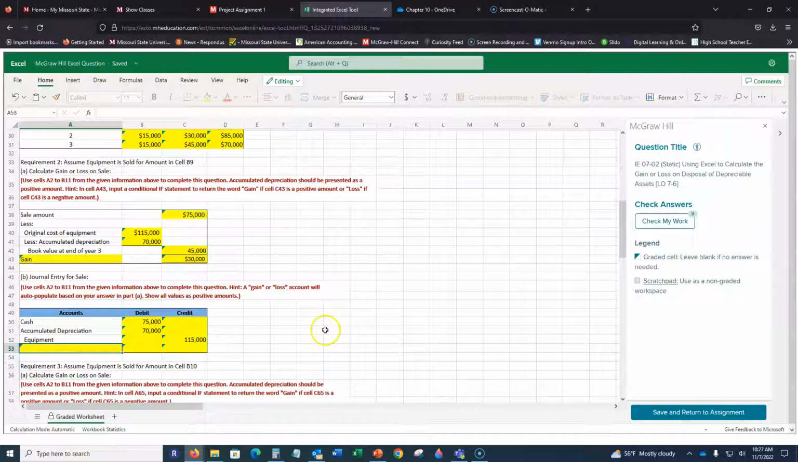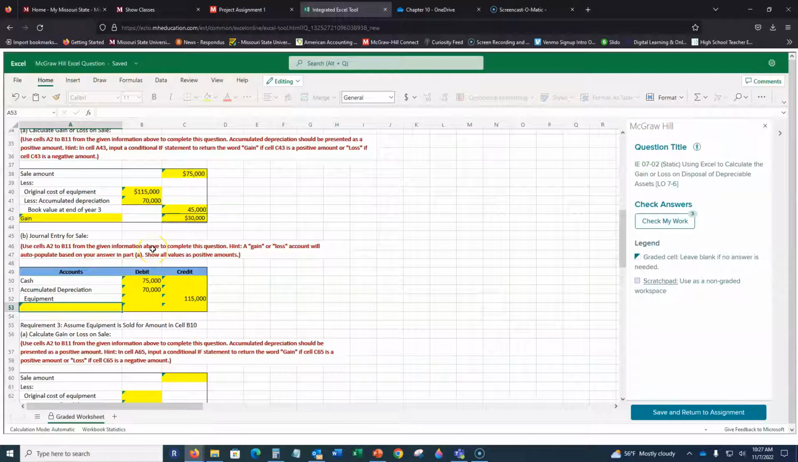And then we need a gain. Now here, it's telling us that this will auto-populate based on part of our answer in part A. It's not going to, so we need to do a formula here, another IF formula, and we're just going to say if A43 equals gain, then gain, else make it blank. Okay. So we should populate gain, and that should get you the points. If you just type in gain there, it's not going to give you the points. Okay.